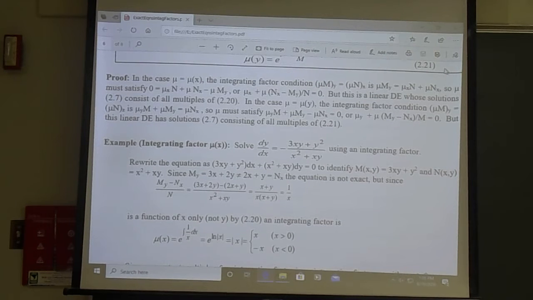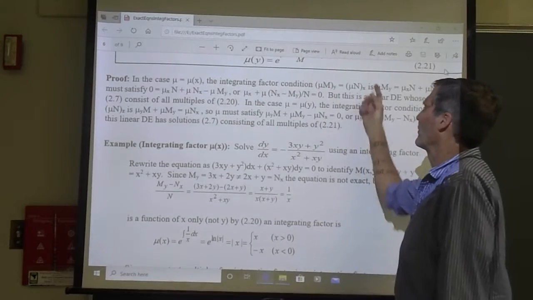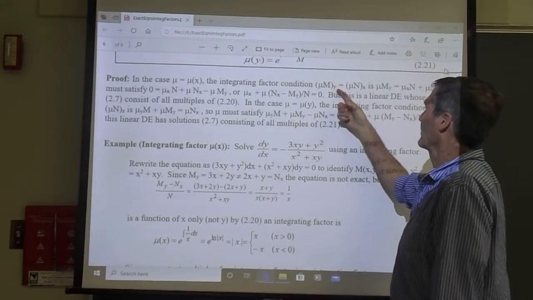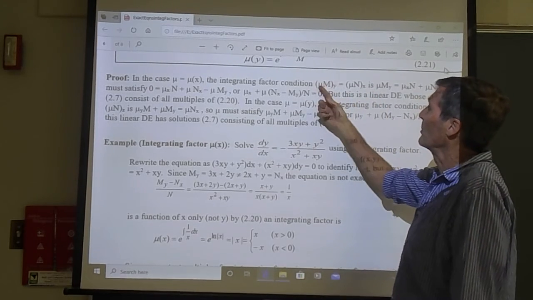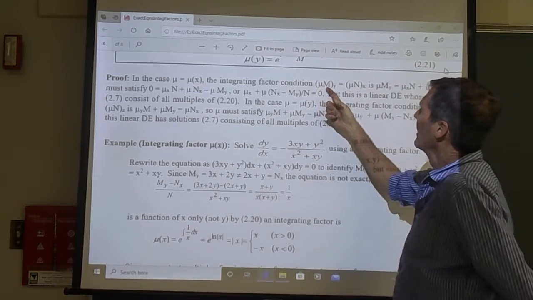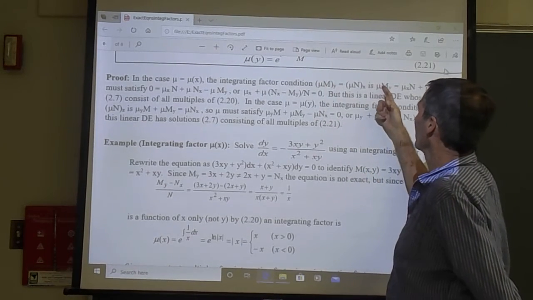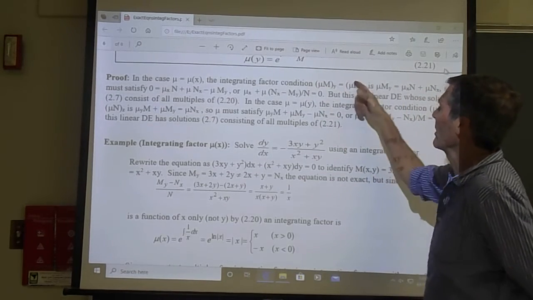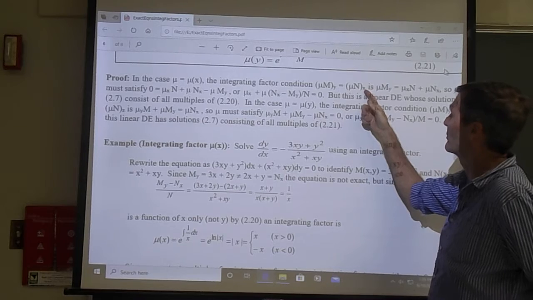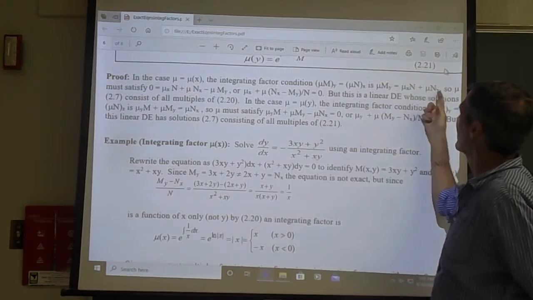Here's the derivation. I'll do the derivation and then go back to the formula above it. Suppose μ is supposed to be a function of x only. Then this is the equation we had to satisfy: the partial of μM with respect to y equals the partial of μN with respect to x. If μ is a function of x only, then the partial of μM with respect to y is just μ times the partial of M with respect to y, because μ is treated as a constant. But over here, not so, right? Now you're taking the partial with respect to x, so you need a product rule: μ_x times N plus μ times N_x.